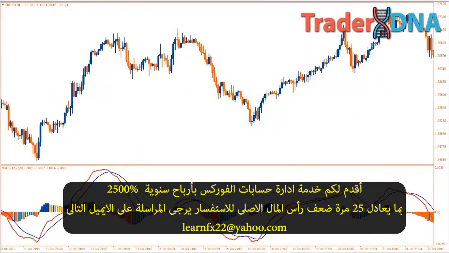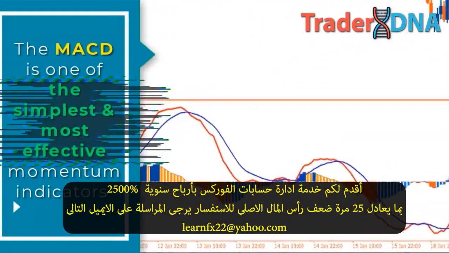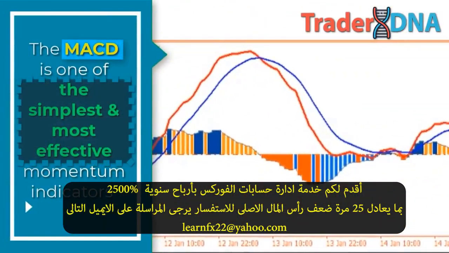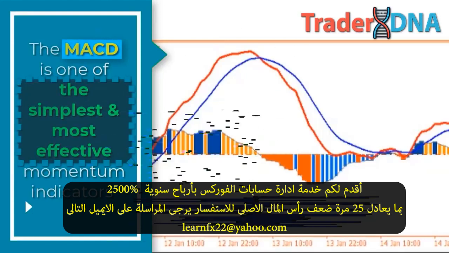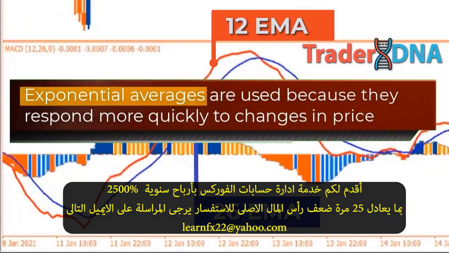The most effective MACD trading strategy. The MACD is one of the simplest and most effective momentum indicators for Forex, stocks, and crypto trading. The MACD turns two trend-following indicators, moving averages, into a momentum oscillator by subtracting the longer moving average from the shorter one. Exponential moving averages are used because they respond more quickly to changes in price, since more weight is placed on the most recent price compared to the earlier prices.